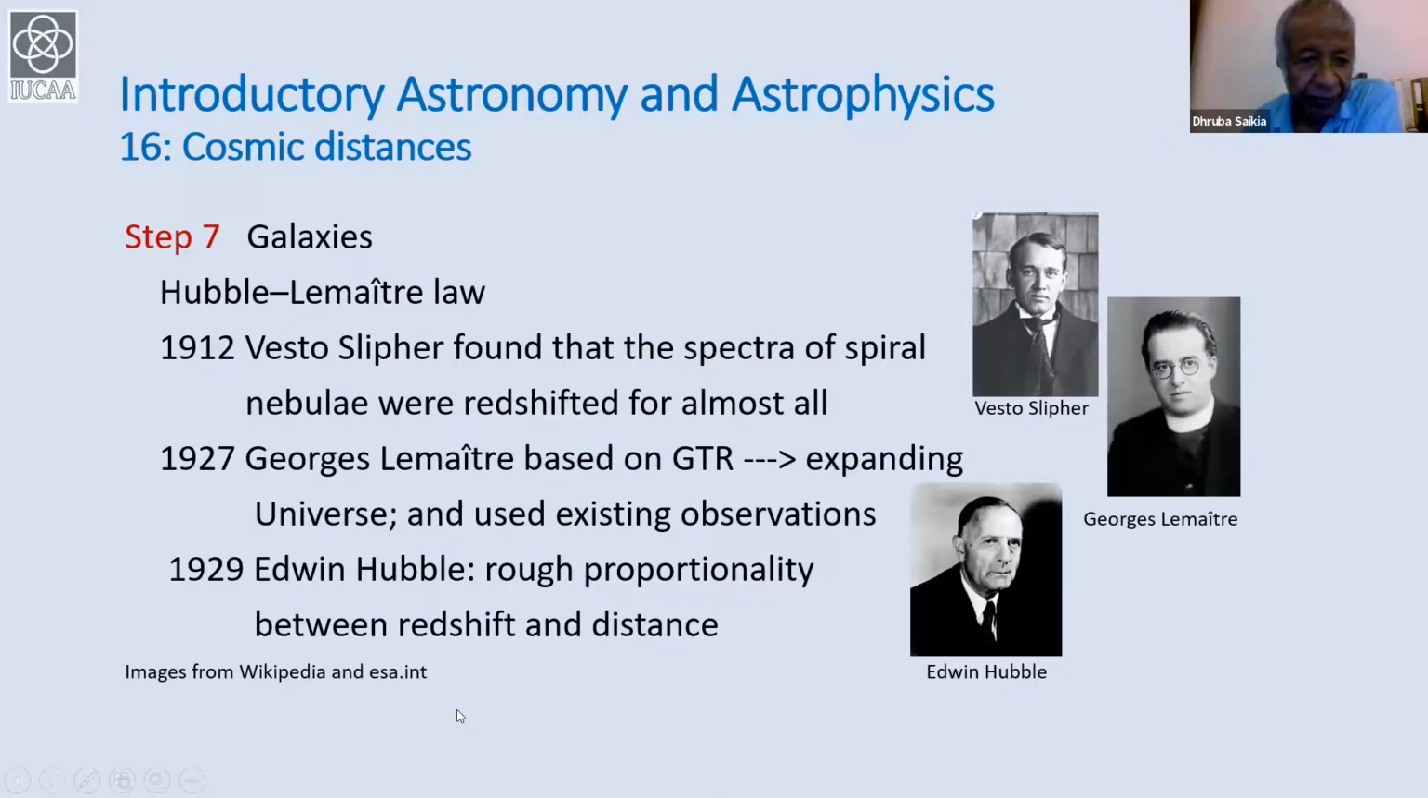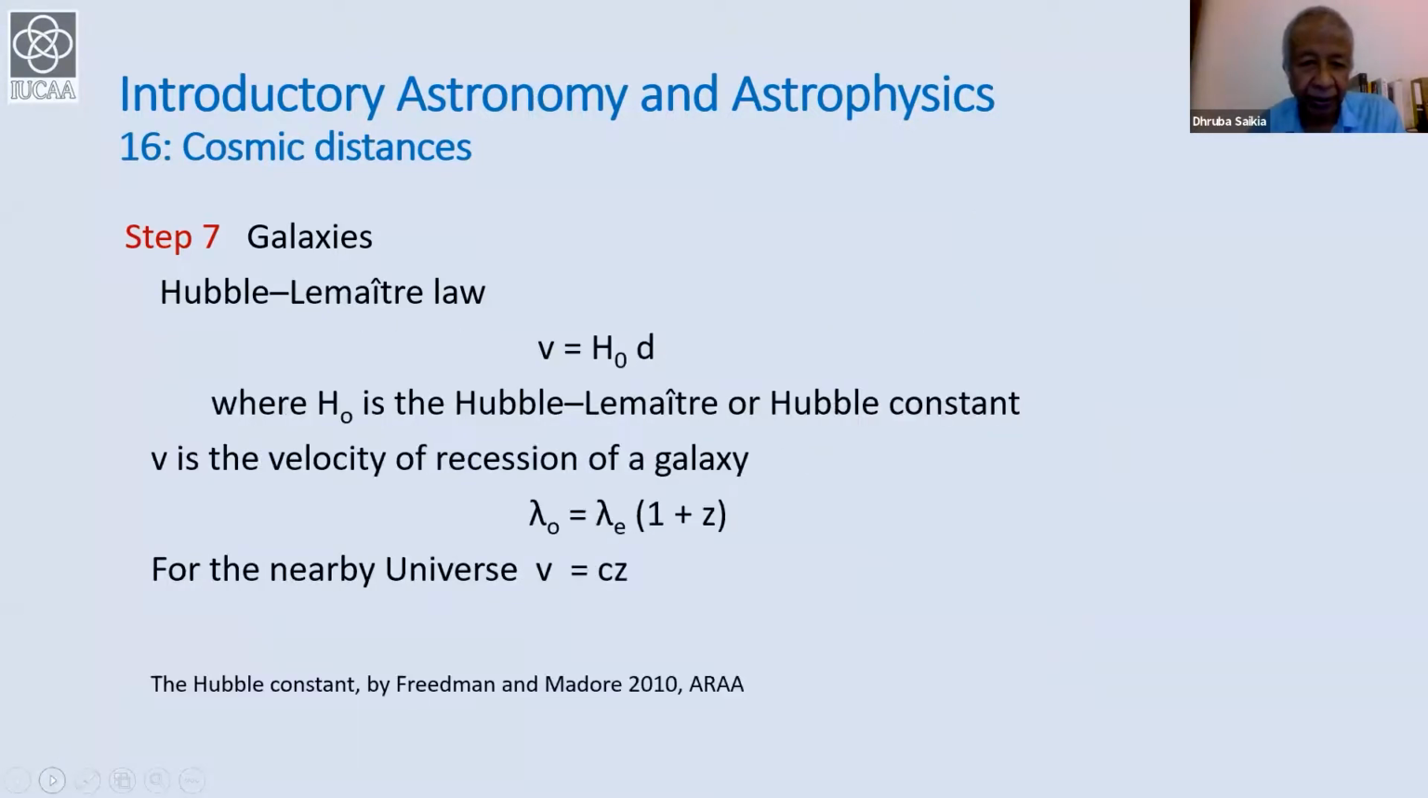Now, measuring distances, as we just mentioned, led to what we today call the Hubble-Lemaître law of the expansion of the universe. Vesto Slipher actually found that the spectra of spiral nebulae were redshifted for almost all. This was well before the work of Hubble and Lemaître. Lemaître, based on GTR, worked out models of the universe and used existing observations. And Hubble established a rough proportion between redshift and distance, something that you're all familiar with, which we have met earlier. And this is what I have now called the next rung of the cosmic distance ladder.